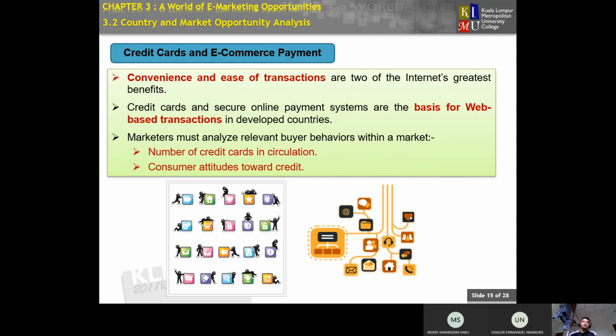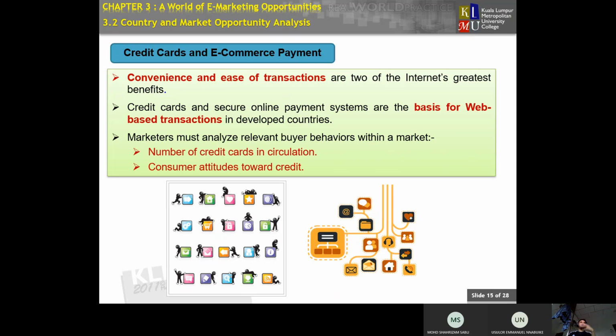Credit cards and e-commerce payment. This is an advantage and also an opportunity when we are doing e-marketing. E-marketing means we are doing advertisement and promotion on the internet itself. Before the internet era, the e-commerce era, we were using face-to-face paying, meaning we must go to the shop, go to the counter and pay by cash or credit card, even debit card.